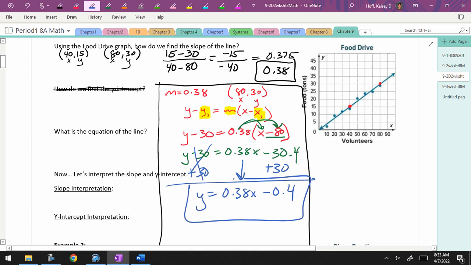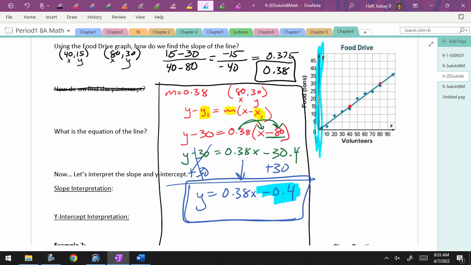That is the equation we're looking for. Now, one way you can check: this number right here is where your line crosses the y-axis. Well, negative 0.4 is not far below 0, right? If I continued this, it would make sense that it could be just below 0. If you had calculated this and gotten something like 7, that wouldn't be right. Your graph will tell you if you're on the right track or not.